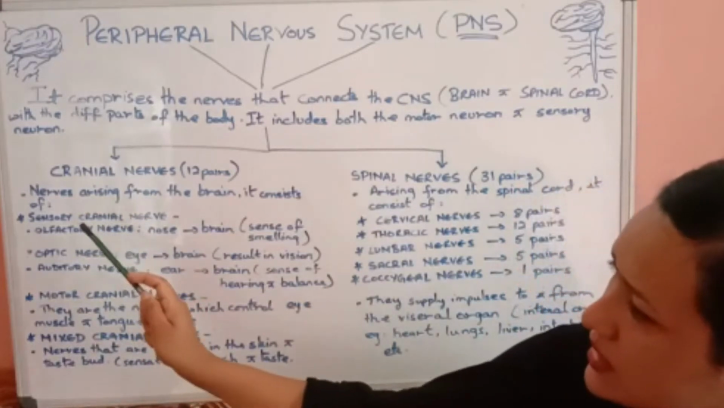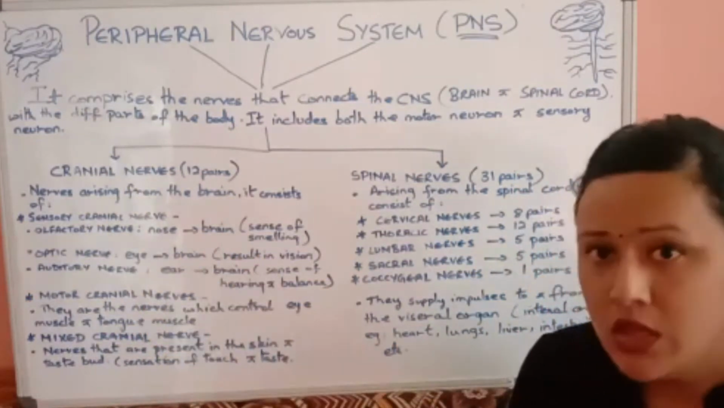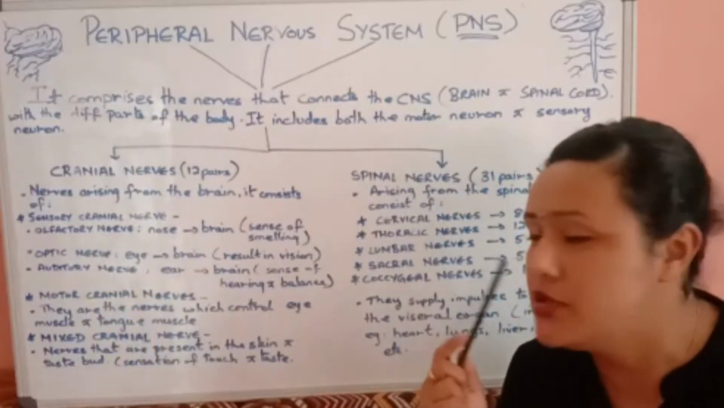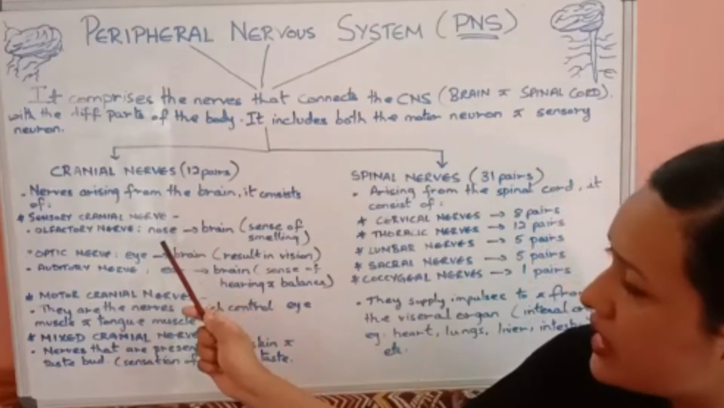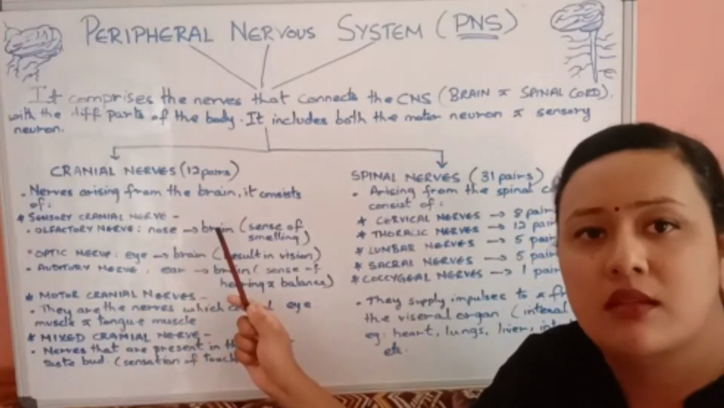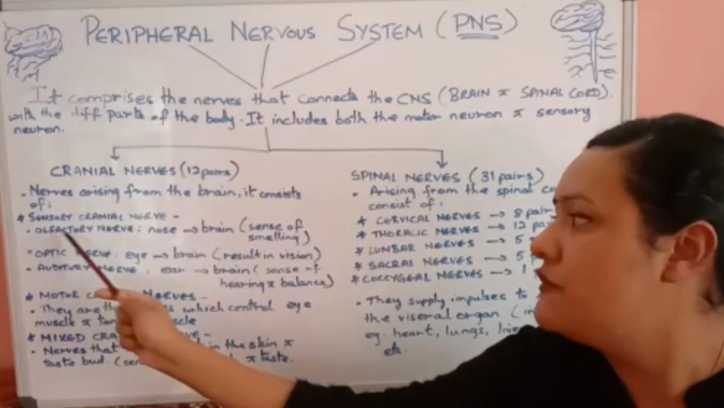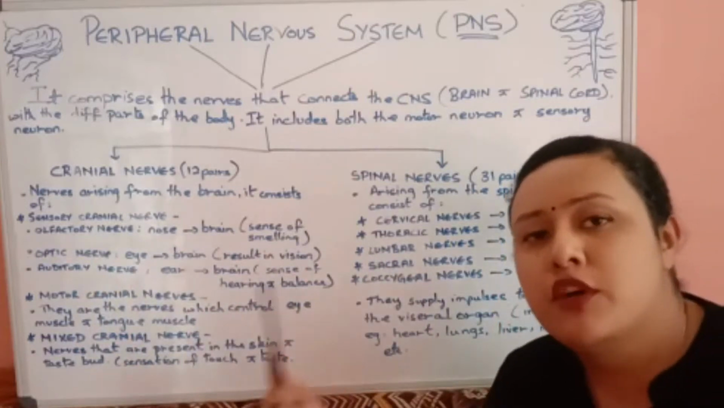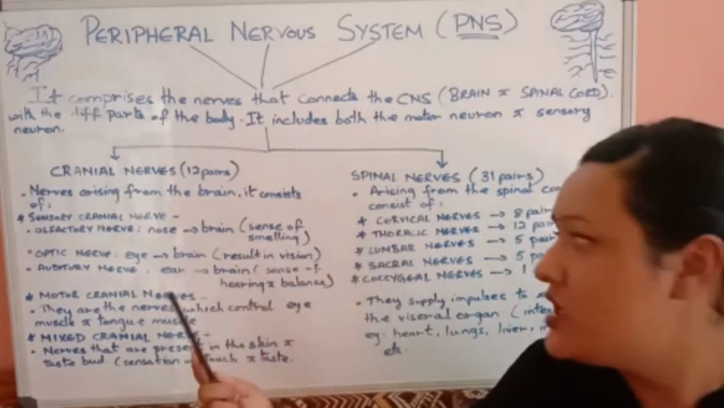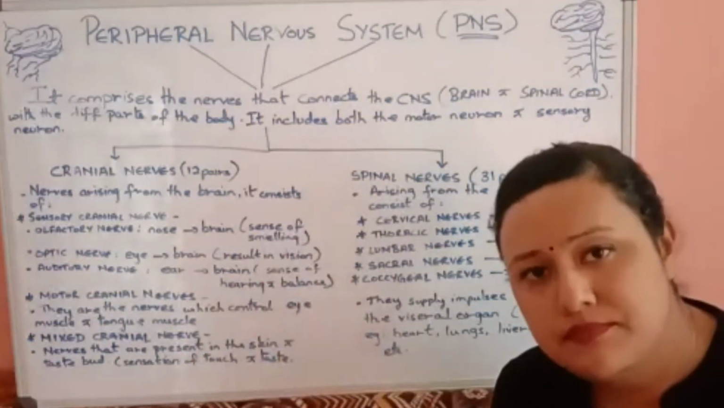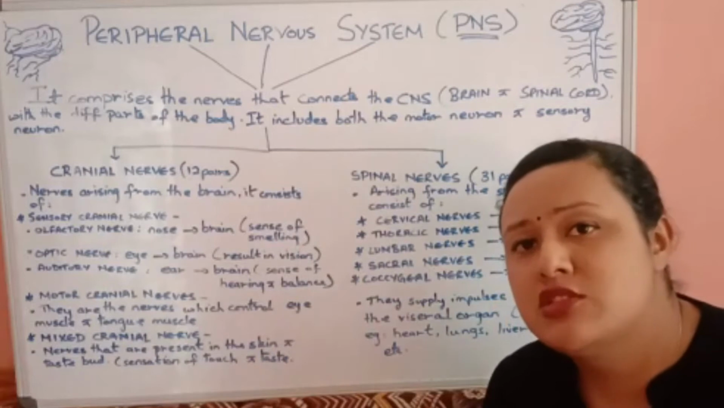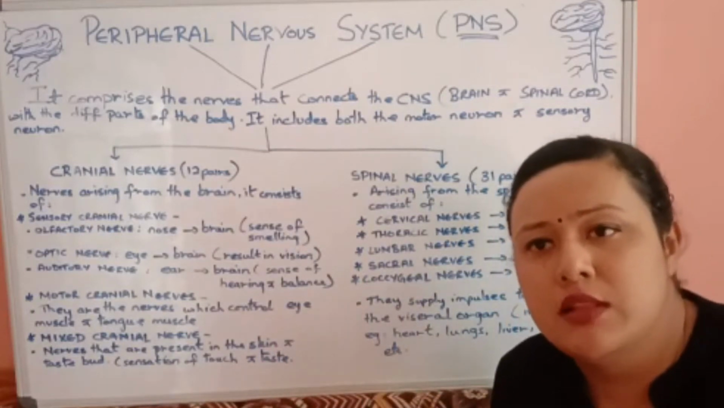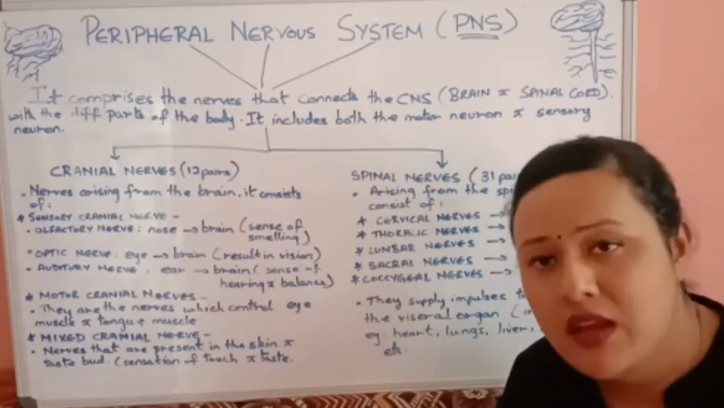Under the sensory cranial nerves, first are the olfactory nerves that arise from your nose. The nerves that arise from your nose and go to the brain are known as olfactory nerves. These are the nerves responsible for transporting the impulse of the sense of smelling. It is responsible for you to sense the smell, the sensation of smelling.